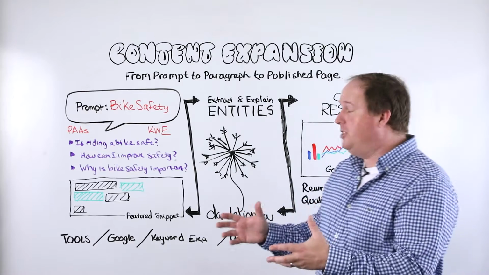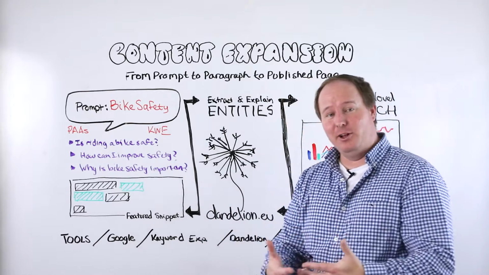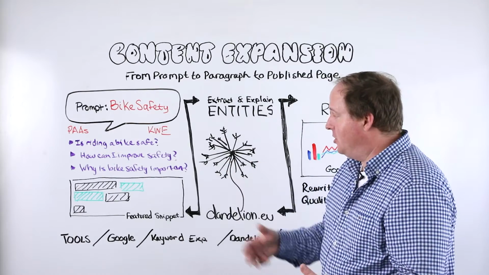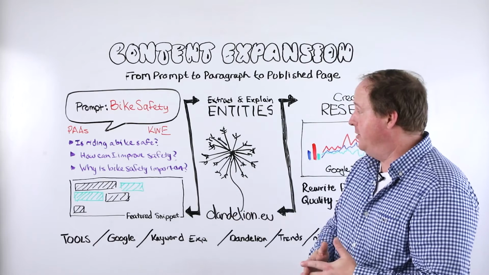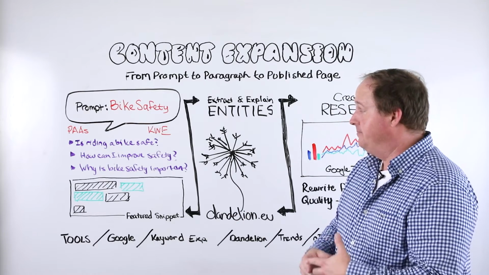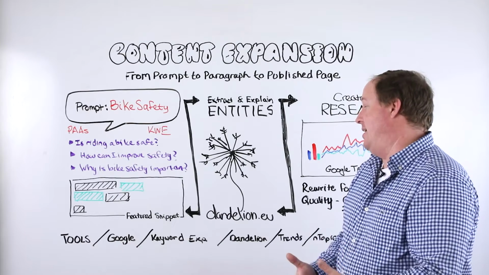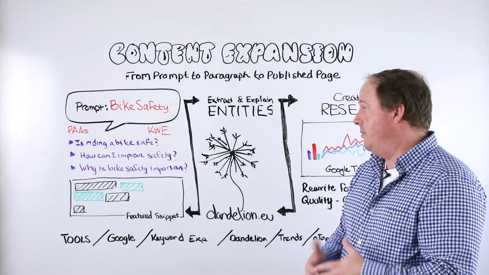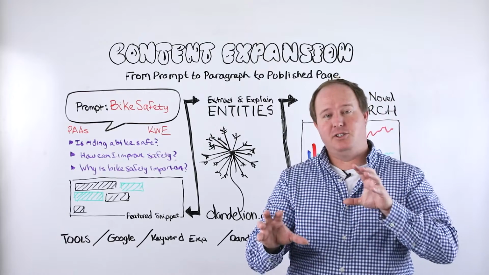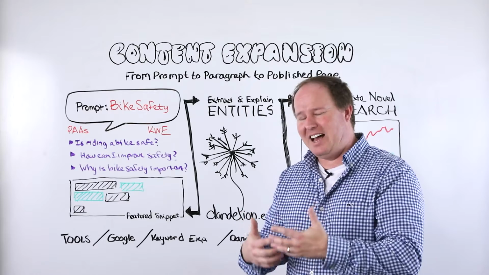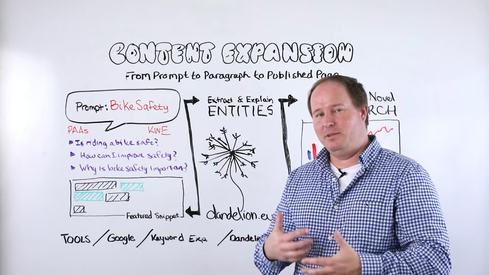So once you do that, you'll get back a handful of questions that people are asking about bike safety. In this case, the three came up from the PAA for just bike safety: where is riding a bike safe? How can I improve safety? And why is bike safety important? All right, so what this does is start to get us into a position where now we're building out some sort of outline of the content that we're going to be building.